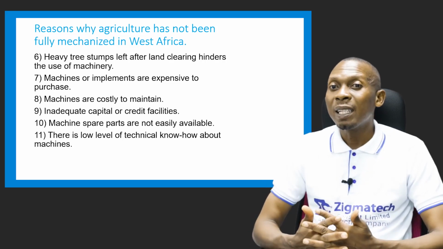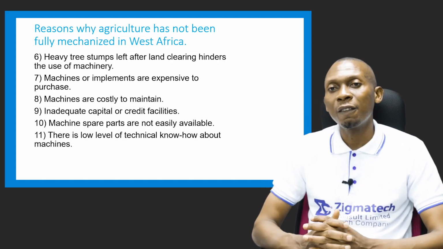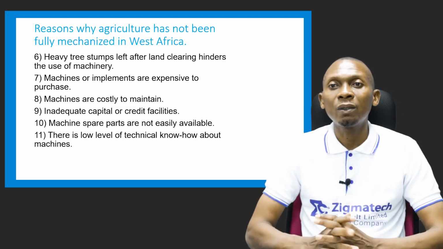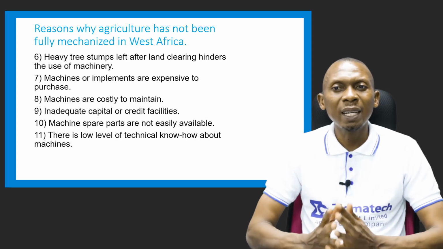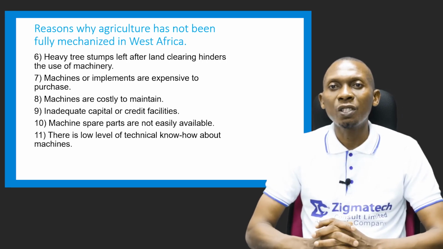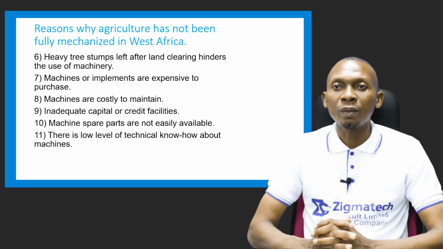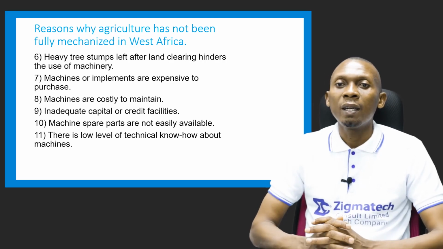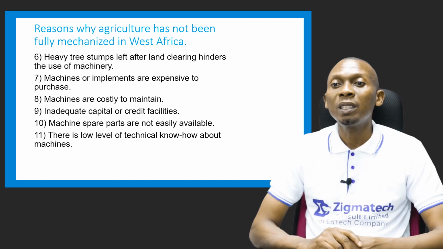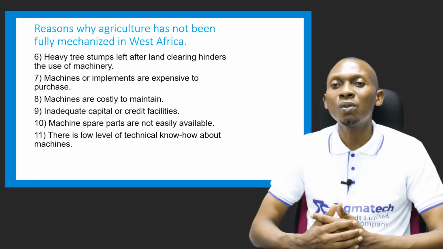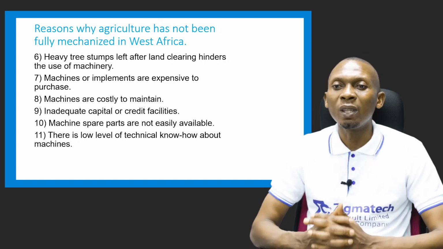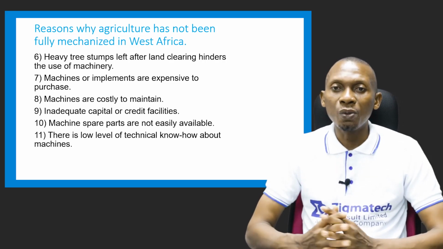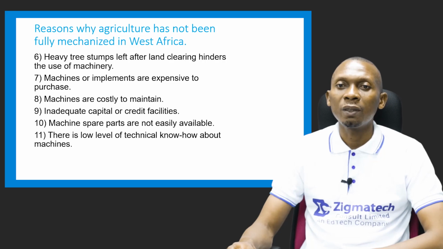There's also the problem of inadequate capital or credit facilities. The farmers cannot easily get credit facilities to help purchase these machines, so that can affect the mechanization in West Africa. Now, the machine spare parts are also not easily available, and there's also lack of technical know-how on how to operate, use, or maintain these machines.